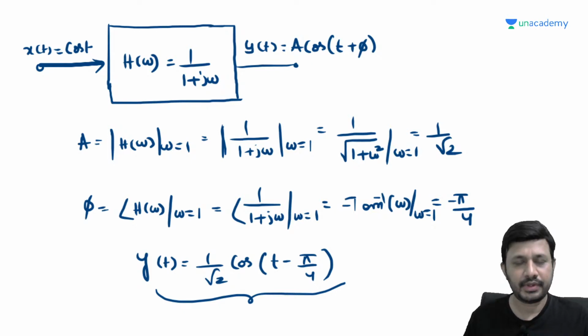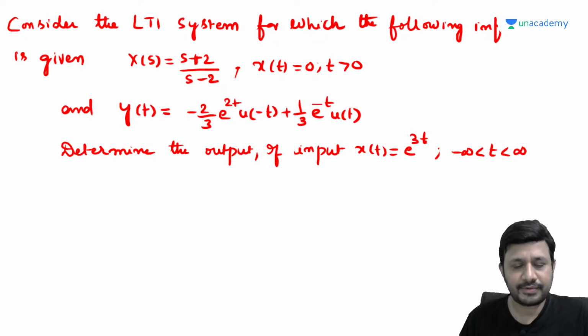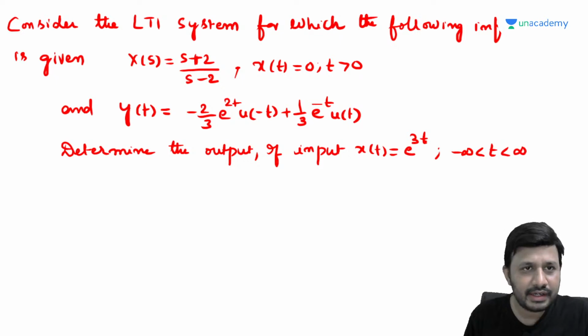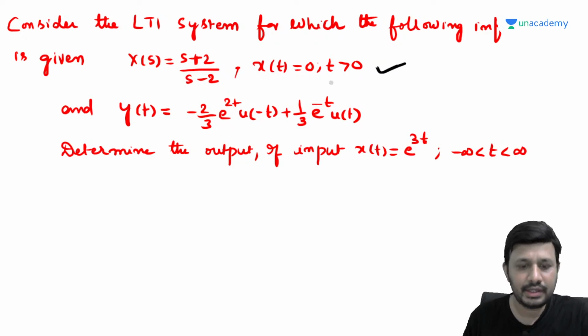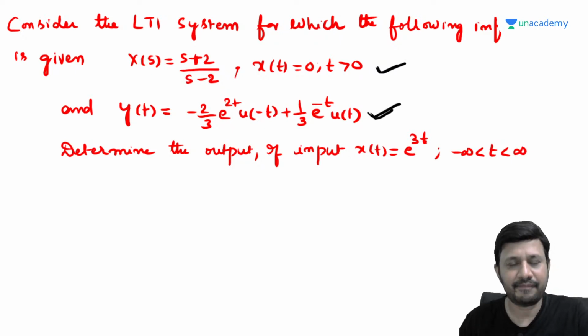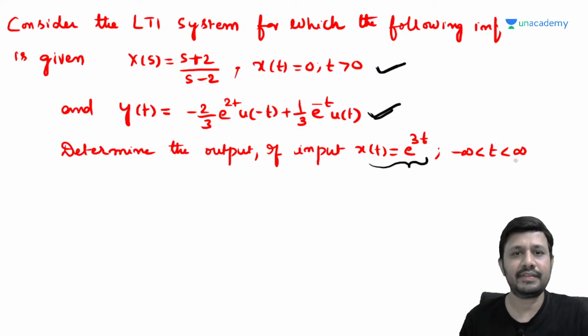So I am switching to the next problem, this one. I am going to take a problem from Laplace transform, and he said consider the LTI system for which the following information is given. See here what he said: X of s is (s plus 2) by (s minus 2), and x of t is 0 for t greater than 0. He gave some information about the input Laplace transform, and the output signal y of t also he gave. And what is asked: determine the output if the input is x of t equal to e power 3t, where t varies from minus infinity to plus infinity.